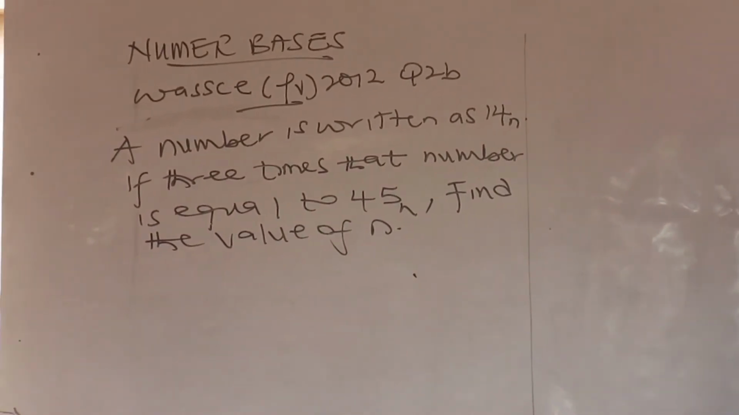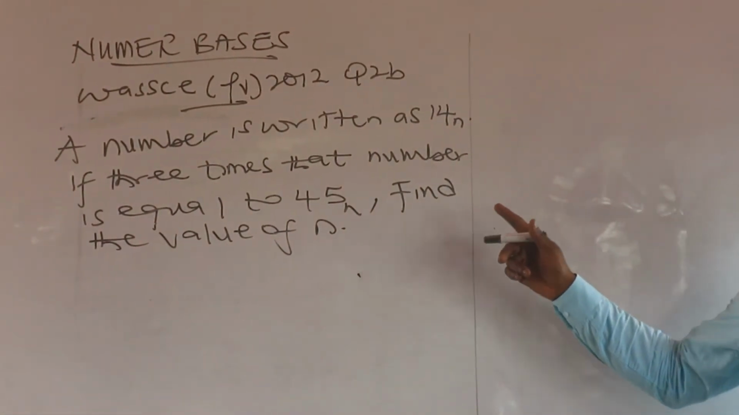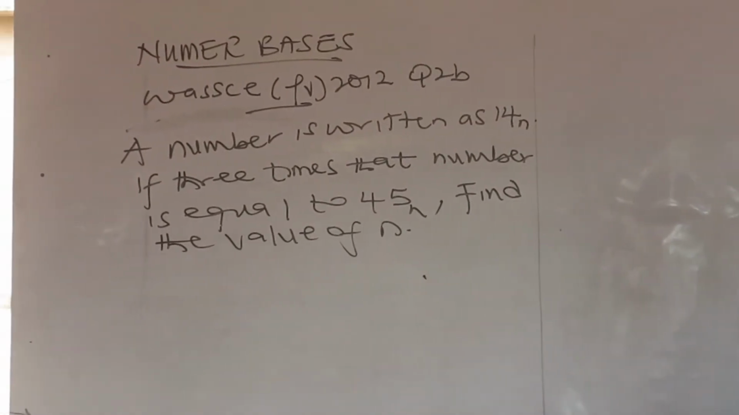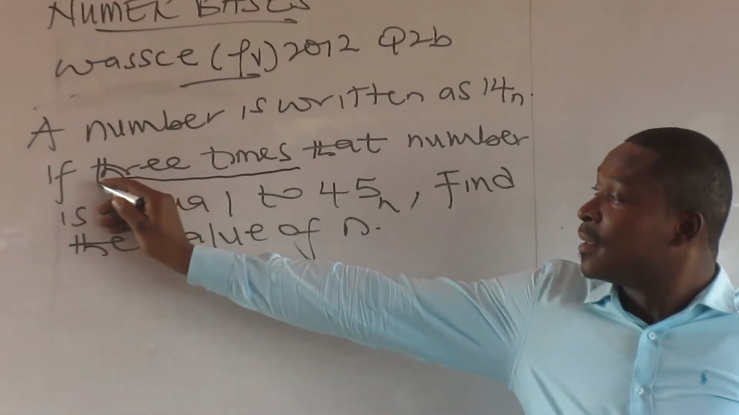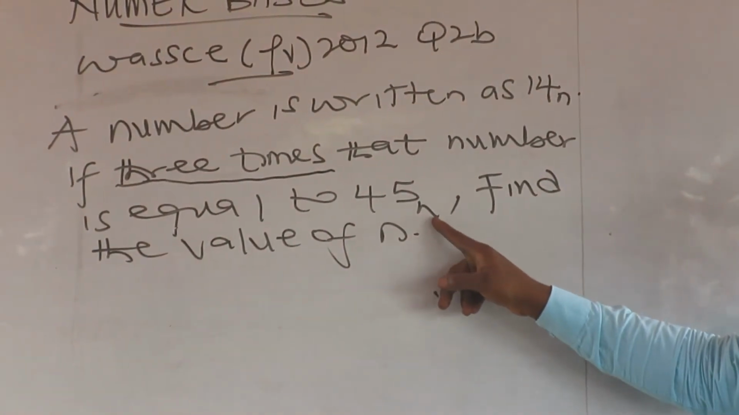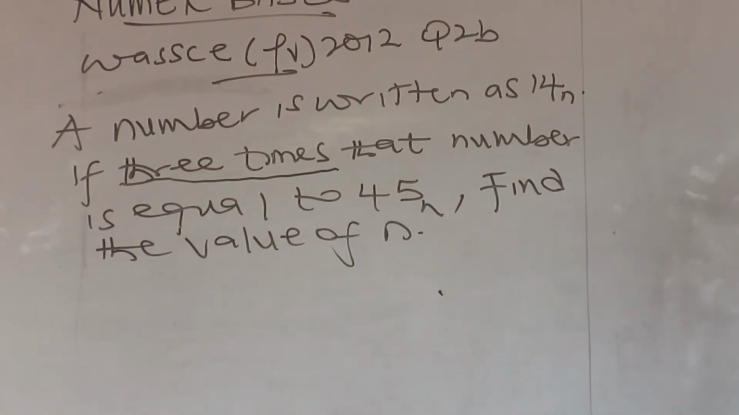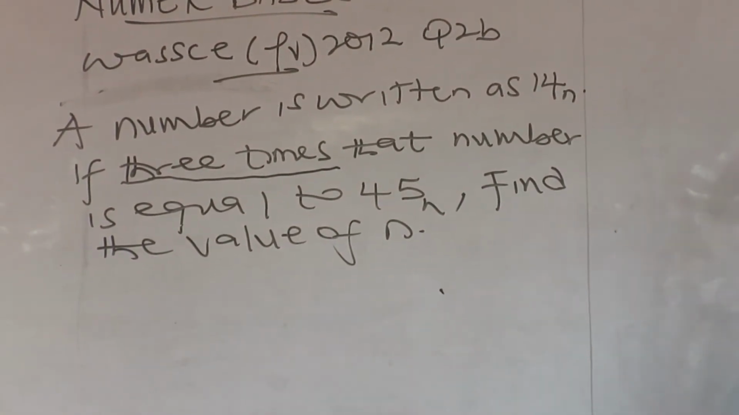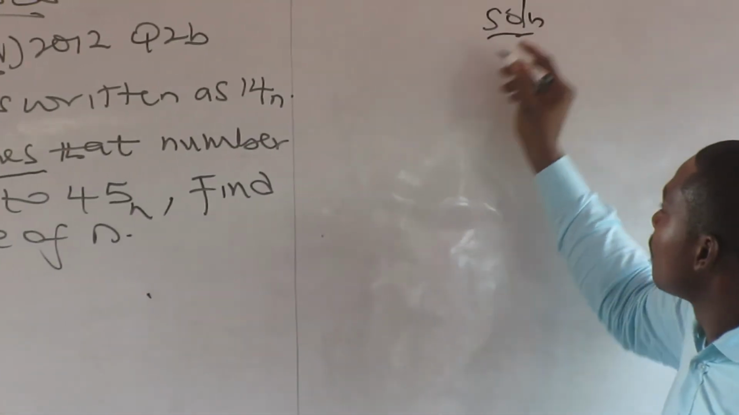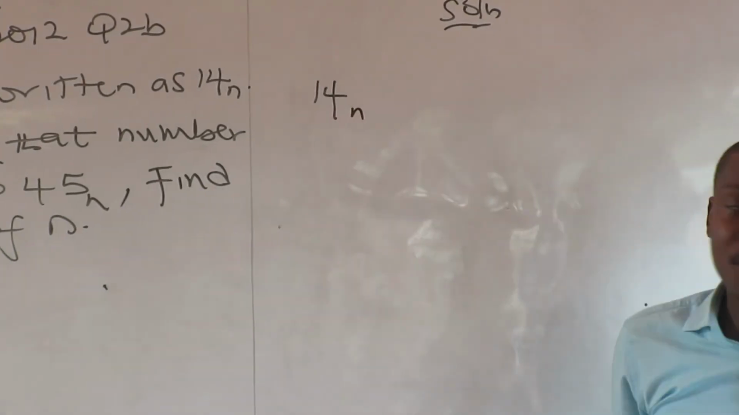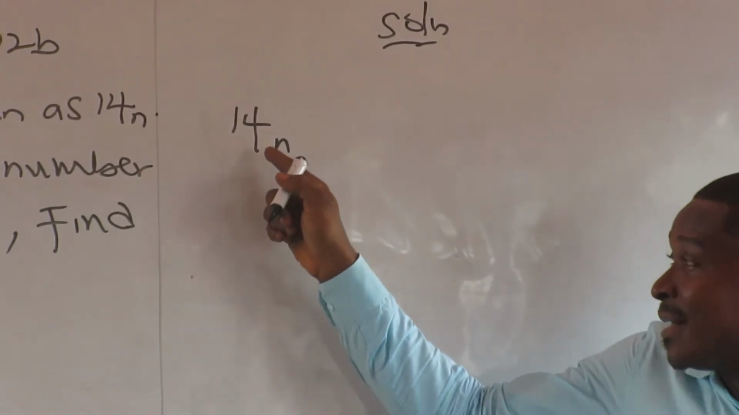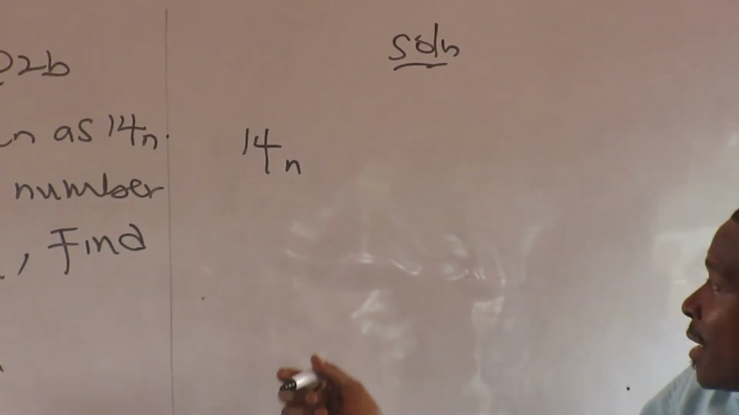Okay, let's look at the next question. A number is written as 14 base n. If 3 times that number, so this is a key word, 3 times that number is equal to 45 base n, find the value of n. So a number is written as 14 base n. Just do that. Solution: 14 base n. That's all. If 3 times this number, meaning this, multiplied by 3.